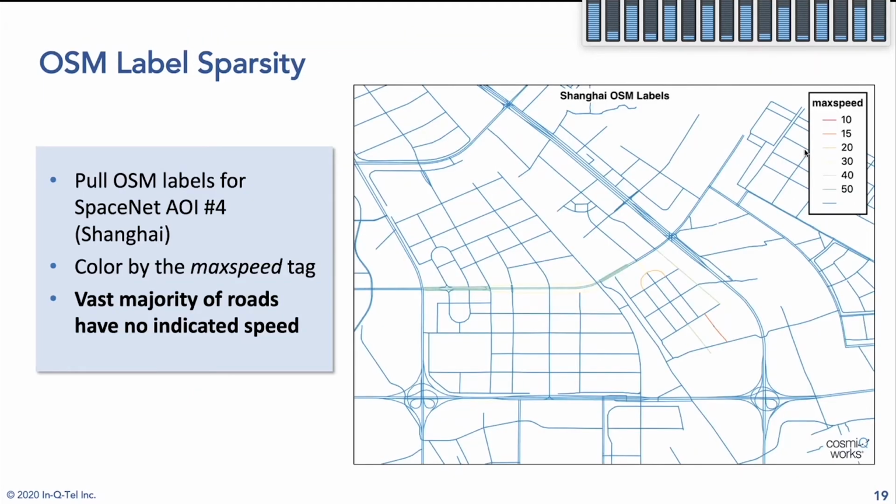And so here's just driving home some of the issues with OpenStreetMap. So this is OpenStreetMap labels for Shanghai, which is one of our cities in SpaceNet. And so there's decent coverage here of the actual roads. This is the lines on the right. But then we colored by the max speed tag. And blue means there's no recorded speed. And so as you can see, the vast majority of roads here have no recorded speed. And so this makes it difficult to guess at the best route, right? Because you don't have any metadata for the road to figure out, should I go on this highway or just on this surface street?